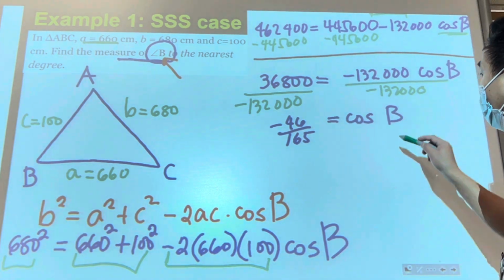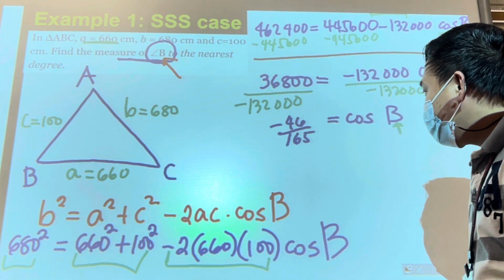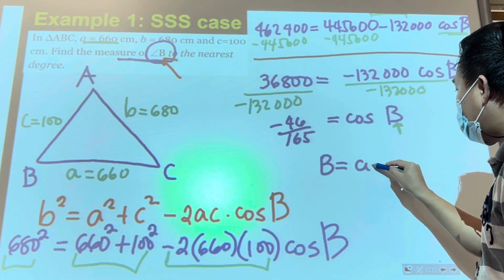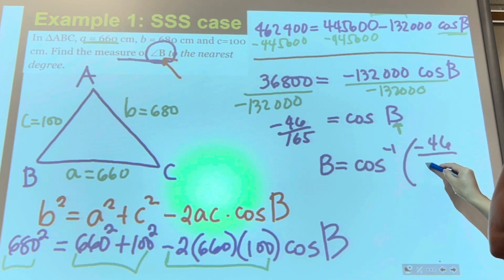Look. Because we're looking for B, you know B is an angle, so we should get the inverse cosine of negative 46 over 165.